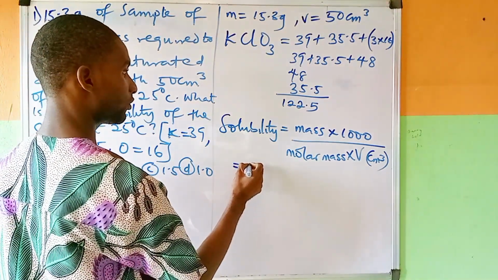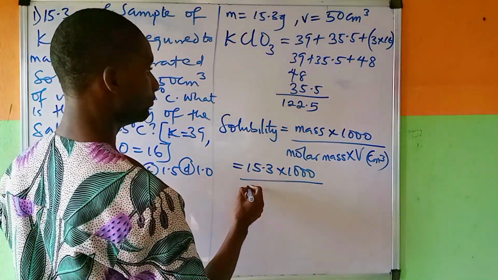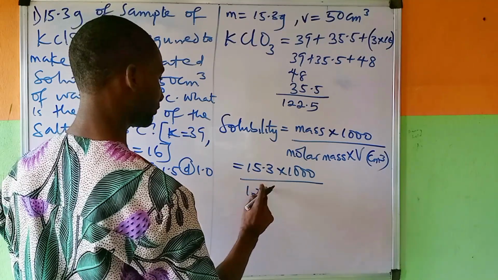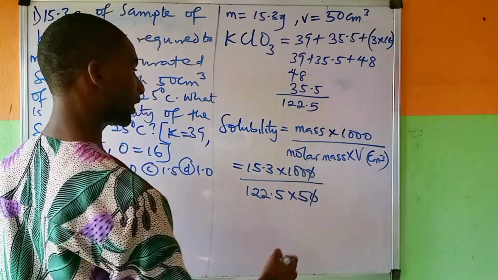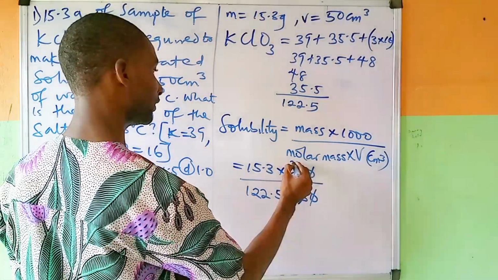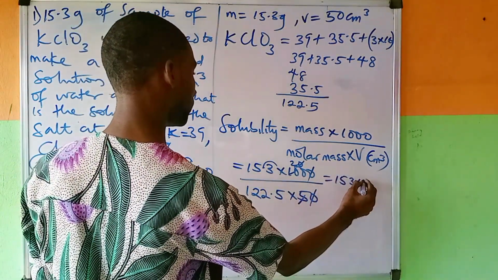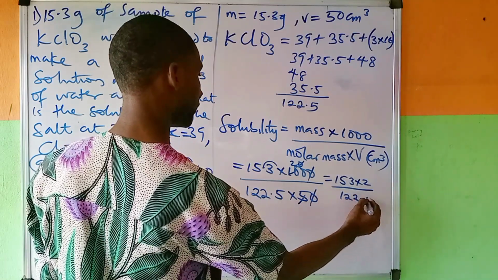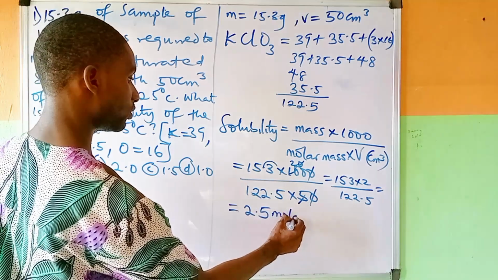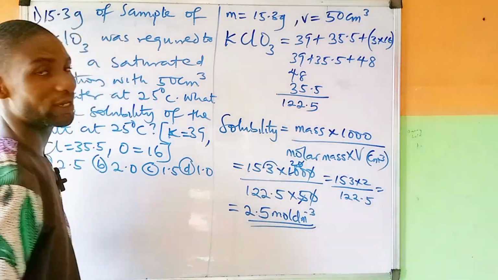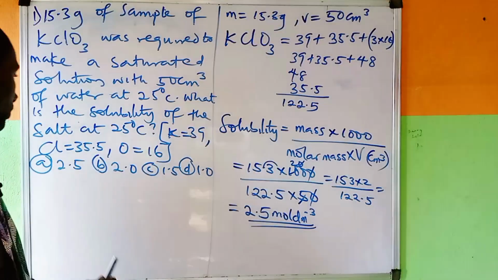Our solubility will be, the mass is 15.3 times 1000 divided by the molar mass, which is 122.5, multiplied by the V, which is 50. 0 cancels 0. 5 here, this is 20. So this moves here, so we have 153 times 2 divided by 122.5. So the answer is 2.5 mole per dm cube. That is the answer to the question. You can confirm that from your calculator. The answer is going to be 2.5 mole per dm cube, and that is option A.